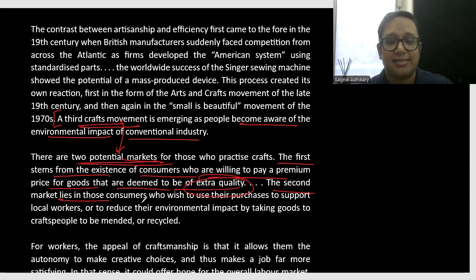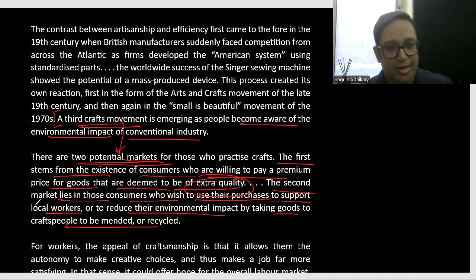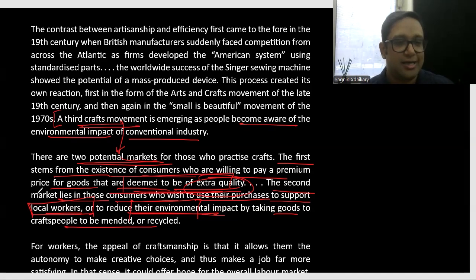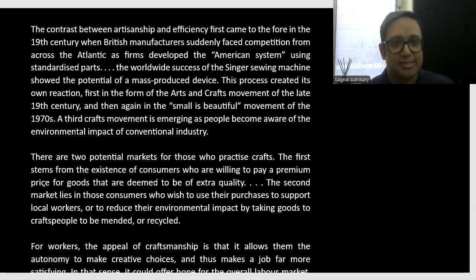The second market lies in those consumers who wish to use their purchases to support local workers, and also to reduce their environmental impact by taking goods to craftspeople to be mended or recycled. So one, to support local workers; second, to reduce their environmental impact; also, paying a premium to procure goods that are deemed to be of extra quality. These three things are the reasons that we see here.